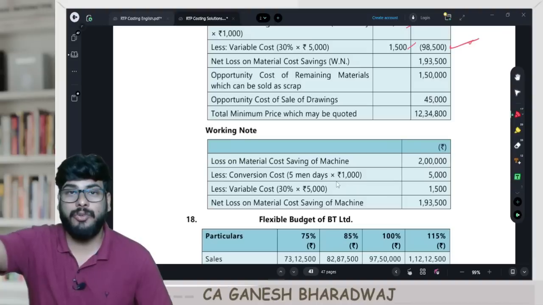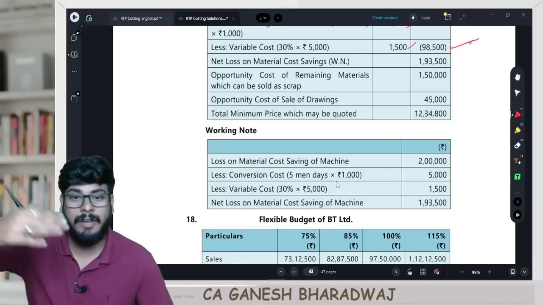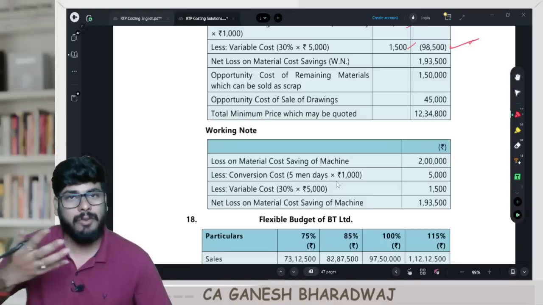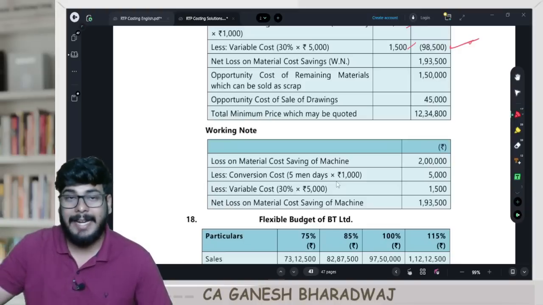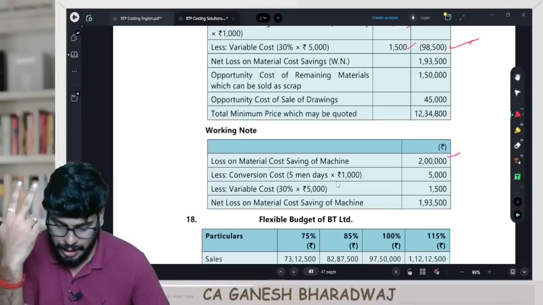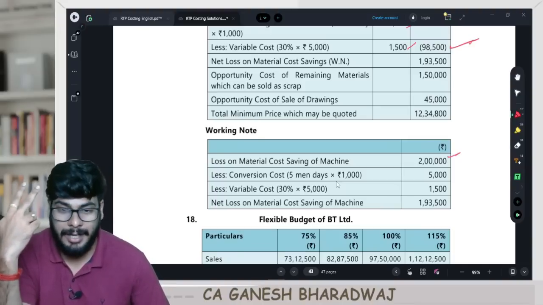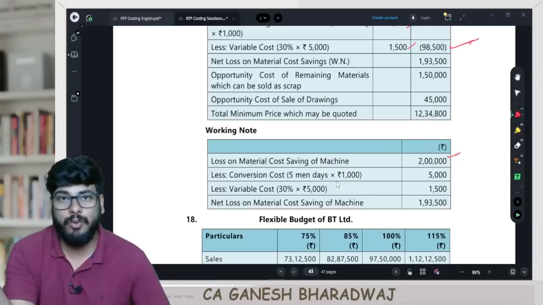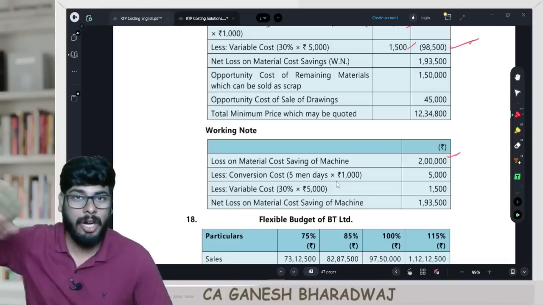Had I not converted this as per the requirements of the new customer, I would have used it for some other project, and there I would have saved material cost of how much? 2 lakh rupees. So ideally speaking, this 2 lakh rupees is going to be an extra cost for me, right? Basically, I could have saved 2 lakhs, right? But you would not have saved 2 full lakhs.